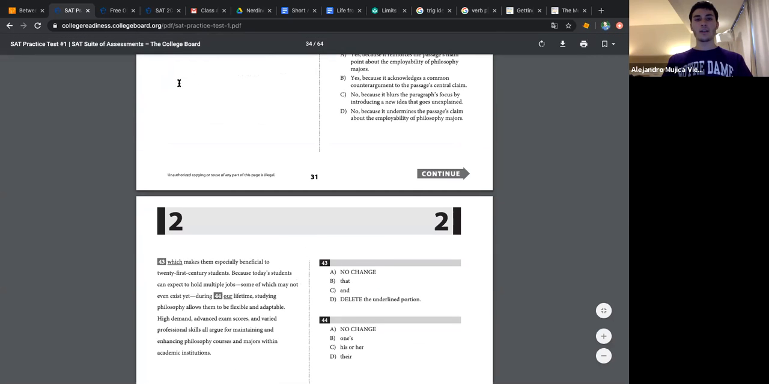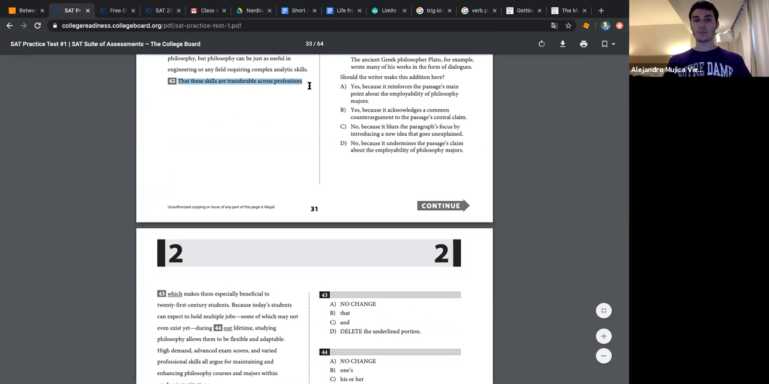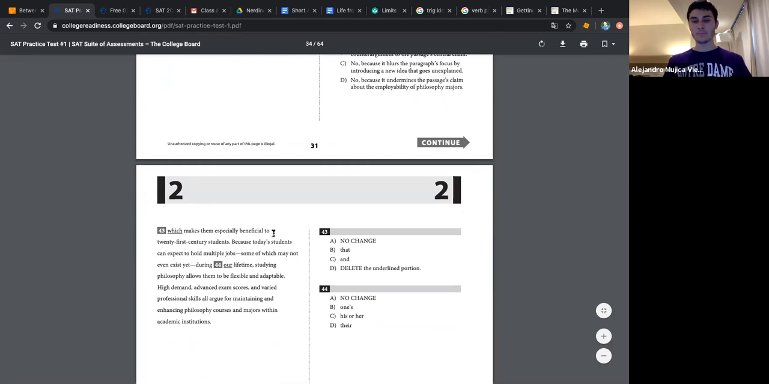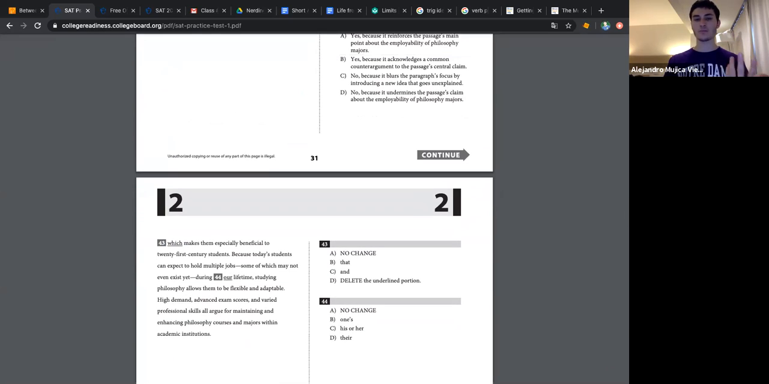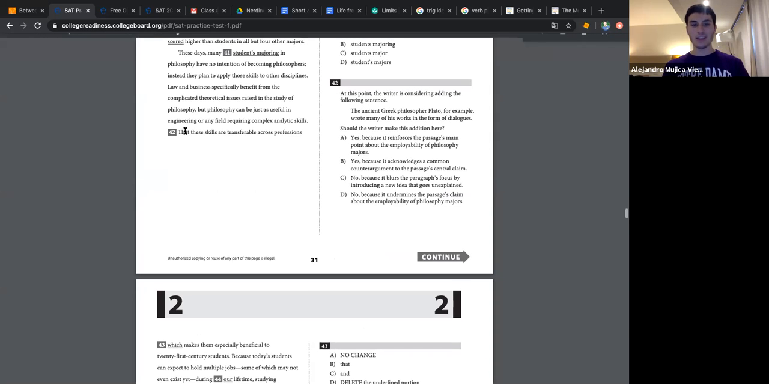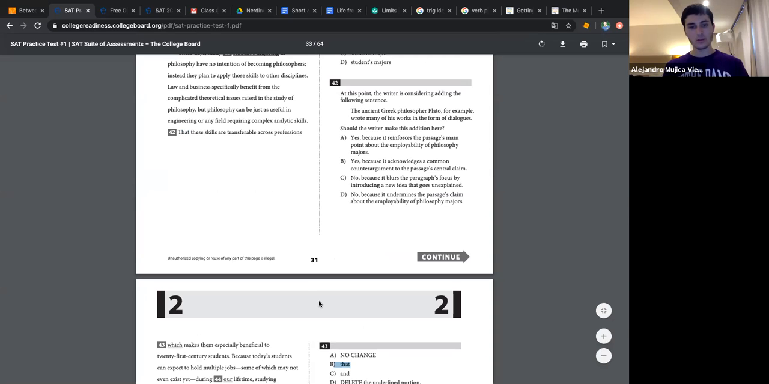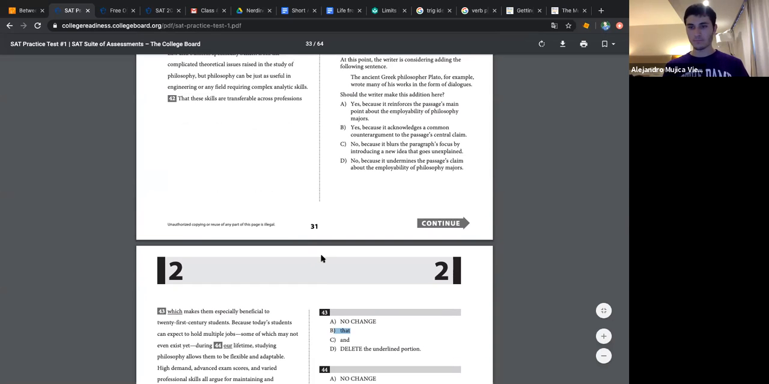Then, that these skills are transferable across professions, which makes them... that collides with which. We can either do that these skills are transferable without which, or these skills are transferable, which makes them, but not both, because two pronouns are unnecessary in that case. Using that and that is also not correct, because two pronouns is redundant, or at least unnecessary.